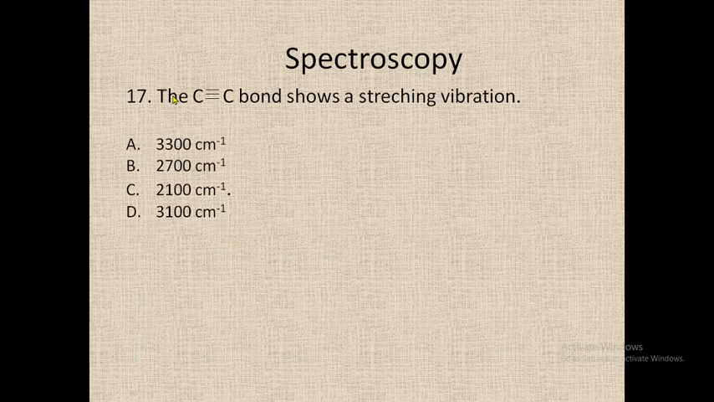Question number 17. The carbon-carbon triple bond shows stretching vibration at: 1300 centimeter inverse, 2700 centimeter inverse, 2100 centimeter inverse, or 3100 centimeter inverse. So we know that the carbon-carbon triple bond region will be at 2100 centimeter inverse. Hence option C will be the correct answer.